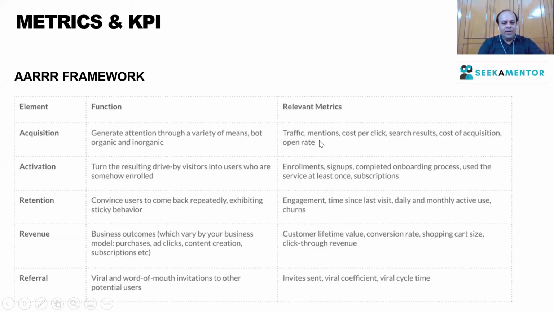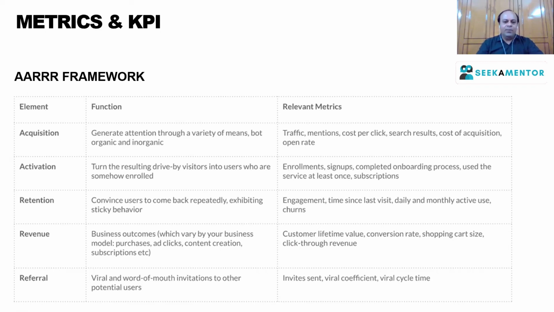For acquisition, you are monitoring the traffic, cost per click, search result, cost of acquisition. For activation, you are getting the data with the help of enrollment, sign up, completed onboarding process. For retention, you will get the data through engagement, time since last visit, daily and monthly active churns. For revenue, you are getting the data through customer lifetime value, shopping cart size, and for referral, invites sent, and viral cycle time. This is how you can track the data.